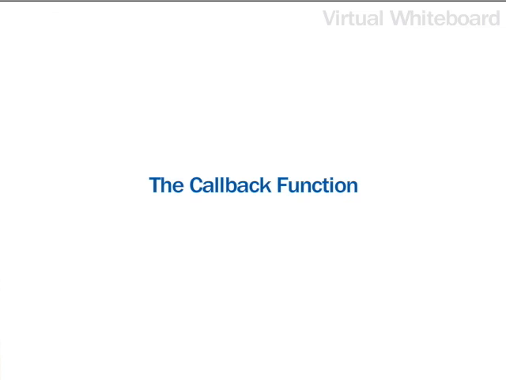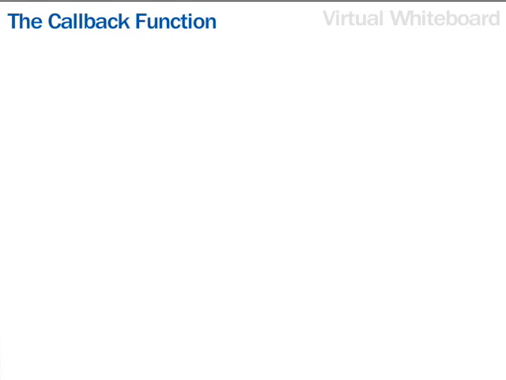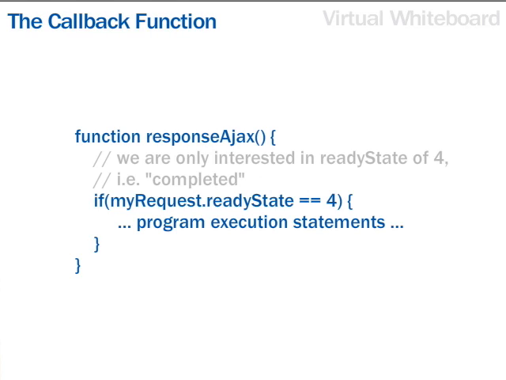By now, then, you have learned how to create an instance of an XML HTTP request object, declare the identity of a callback function, and prepare and send an asynchronous server request. You also know which property tells you when the server response is available for use. Let's look at our callback function, responseAJAX.